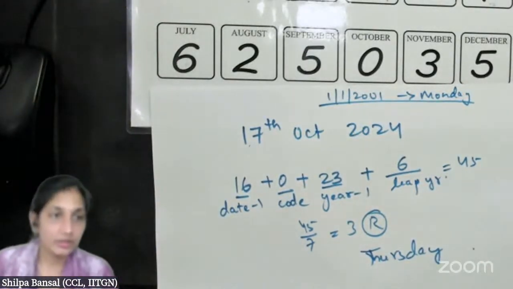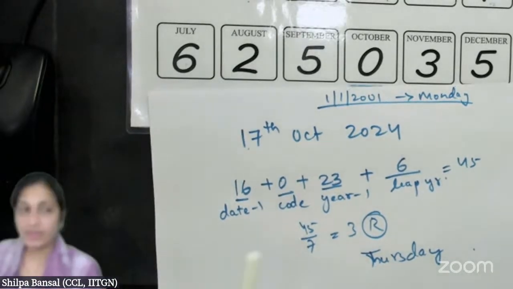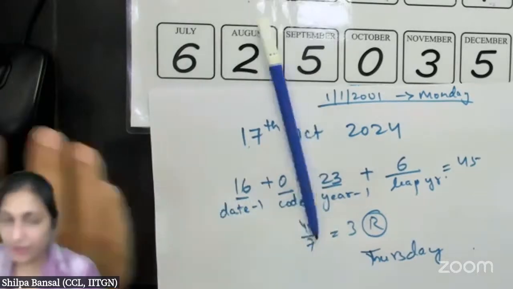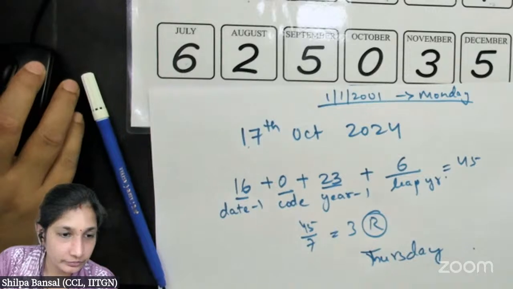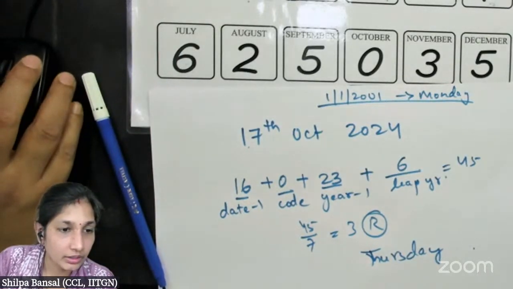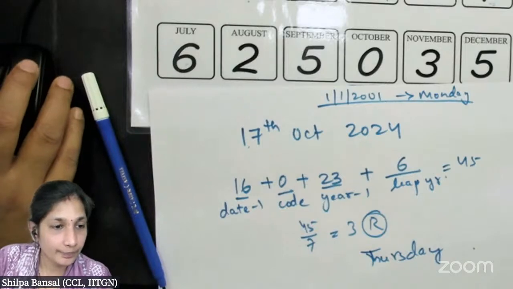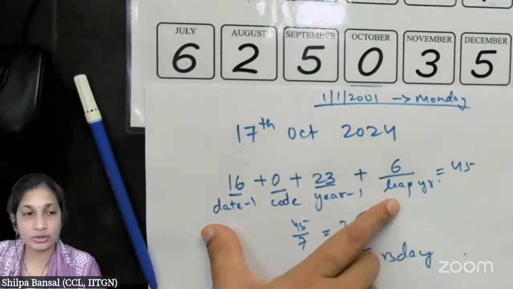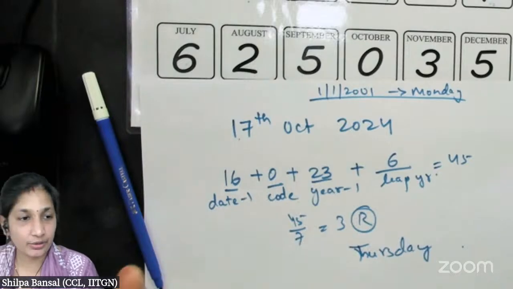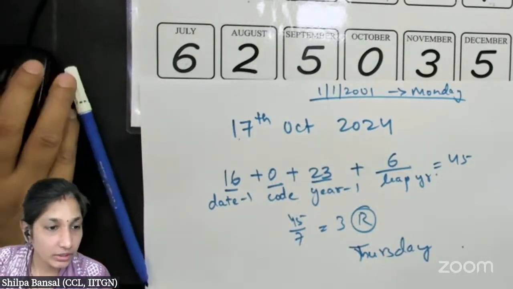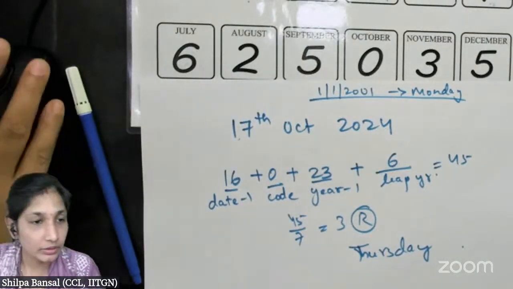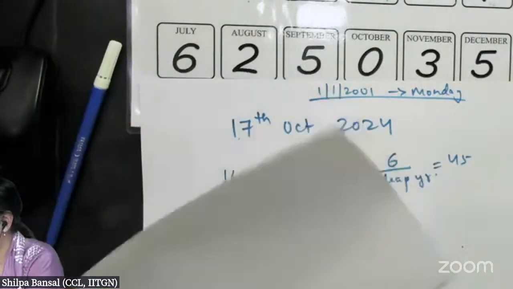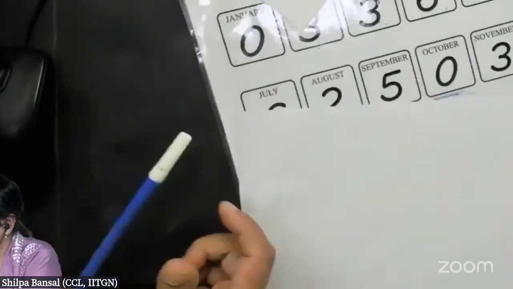But how are we coming to this, we will see. First of all, I am doing this trick. So why is it working? You can do it with any day. For example, any other date also I can calculate. Let's try for some other date, so that I can show you.